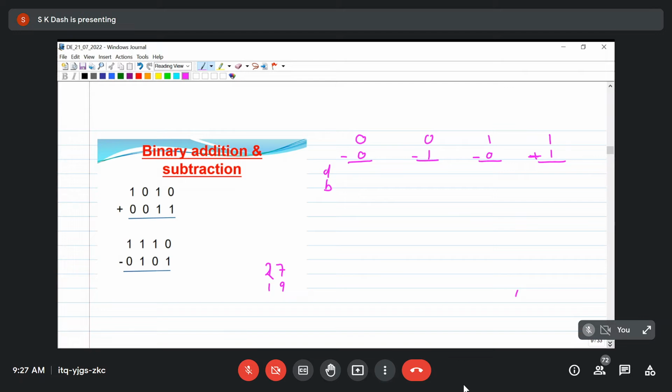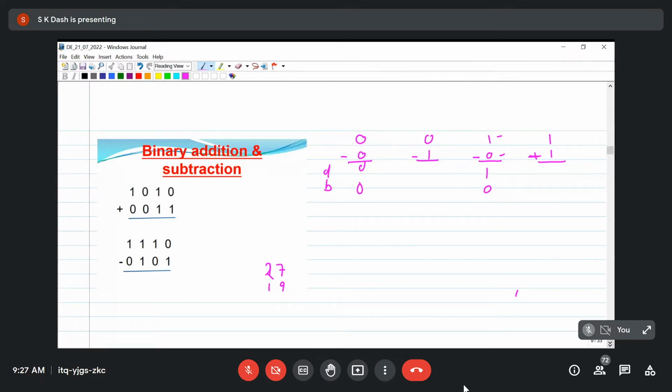So 0 minus 0. First of all, do you require any borrow for this? No, sir. Not required. So borrow will be 0, and 0 minus 0, difference will also be 0. Now 1 minus 0, again this is larger, this is smaller, borrow is not required, so borrow is 0. 1 minus 0 will be equal to 1.